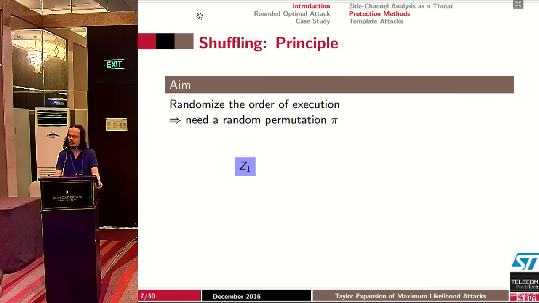Another classical countermeasure is shuffling. The idea of shuffling is to randomize the order of execution of independent operations in the algorithm. And this countermeasure needs a random permutation, denoted in this talk by pi.